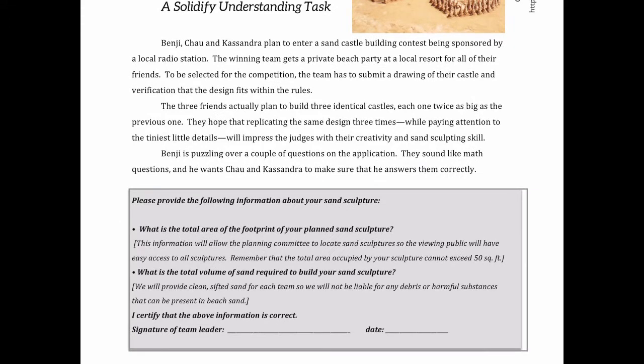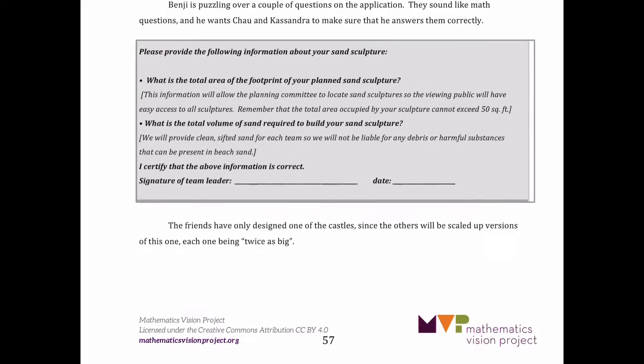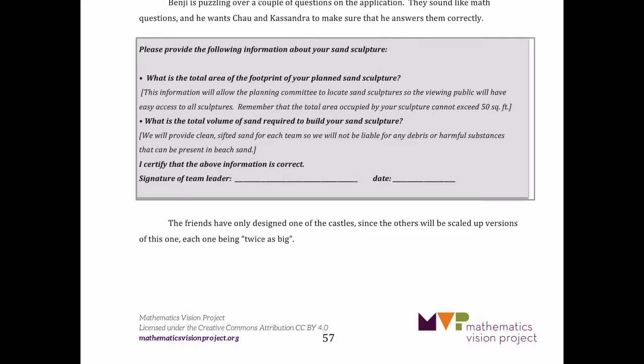Benji is puzzling over a couple of questions on the application. They sound like math questions, and he wants Chow and Cassandra to be sure that he answers them correctly. So the following questions are: what's the total area of the footprint of your planned sand sculpture, so that's the base of it, and what is the total volume of sand required to build your sand sculpture?